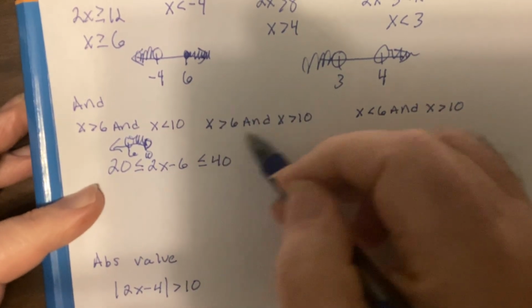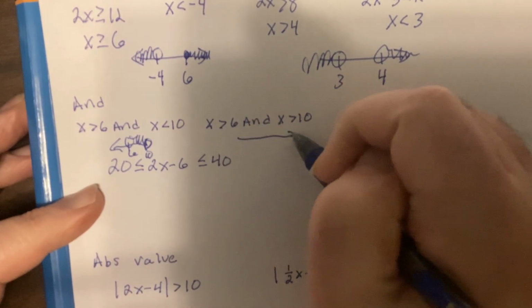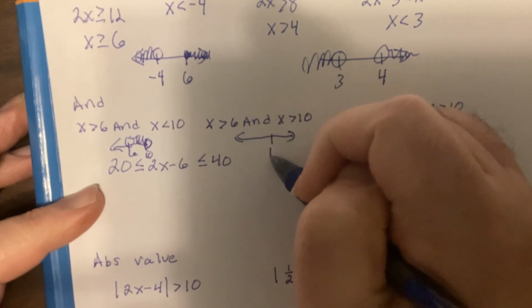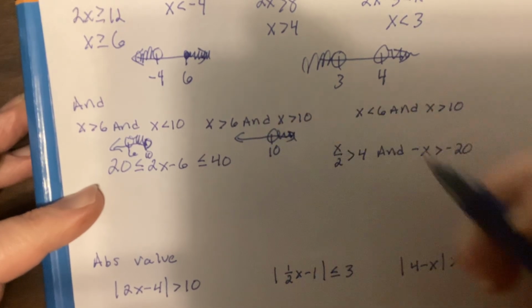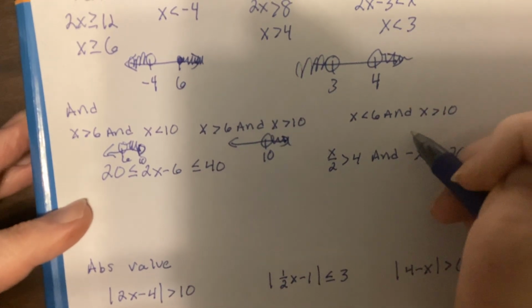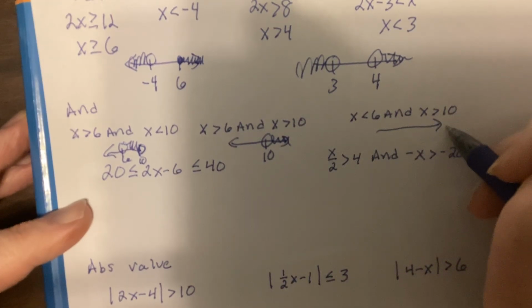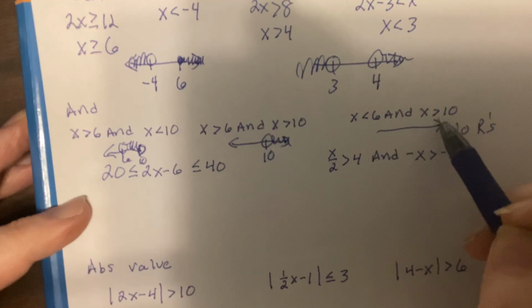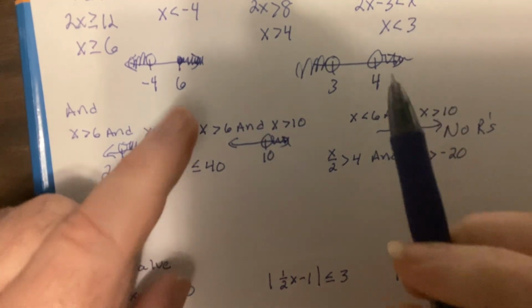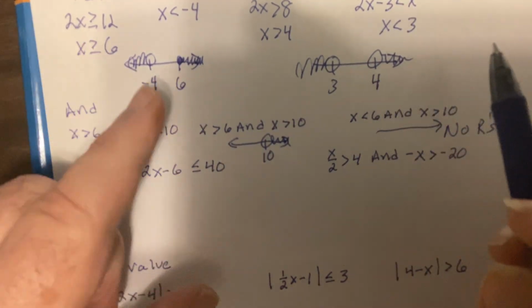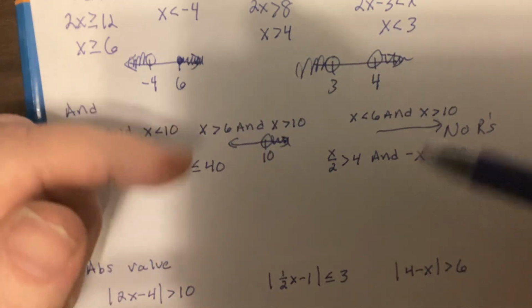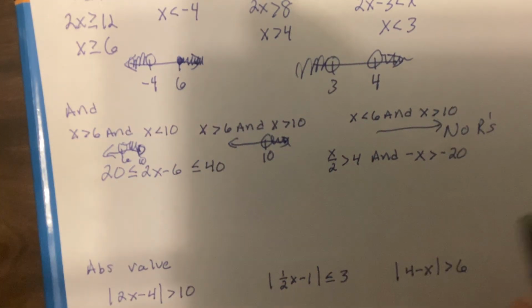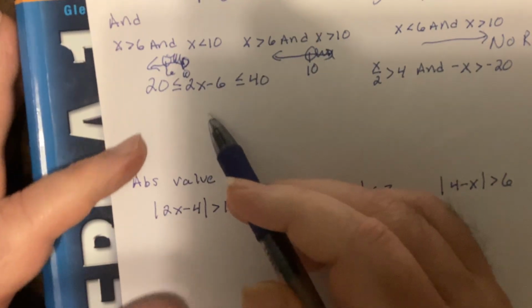This one, same direction, so it's the shorter one, because it has to be true for both. And this one would be a blank number line, no reals, because there's nothing in common with both inequalities. So you have shading here, nothing in common with both, so it'd be a blank number line, no reals.